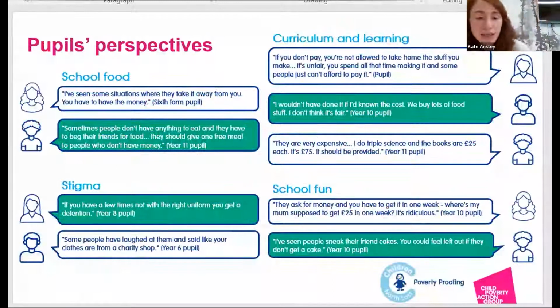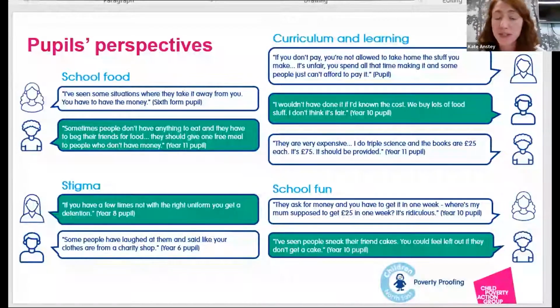We've recently published a report called The Cost of the School Day in England, Pupils' Perspectives. So I will share a link to that, because that pulls together all of the research that we've done in England so far. And while, as I mentioned, we've looked at all aspects of the school day, these are four key themes that have come up within that research in terms of where the most significant costs and barriers are in terms of children accessing a full education.